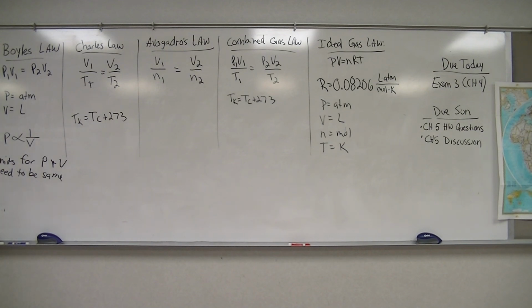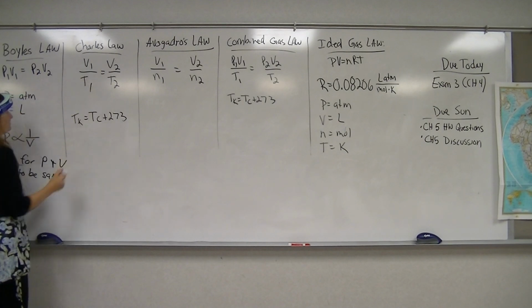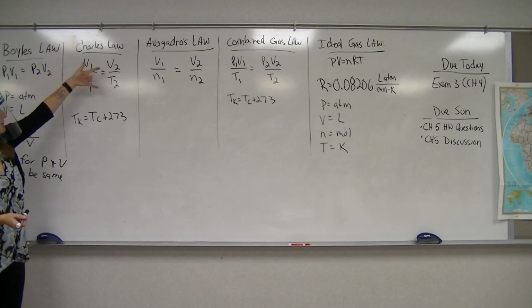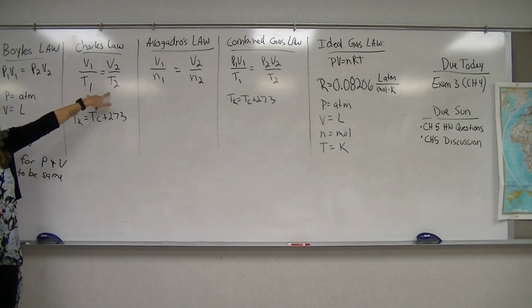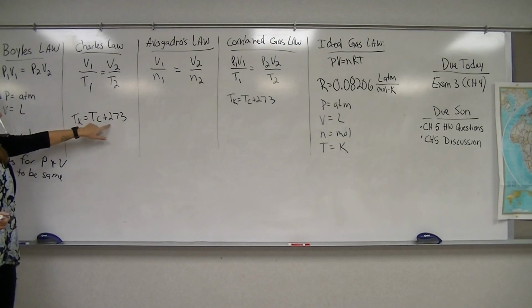All right, so Charles' law is relating volume and temperature. So once again, volume and temperature are on both sides of the equation. For this one, temperature has to be in Kelvin, always. If it's in Celsius, you need to convert it to Kelvin.